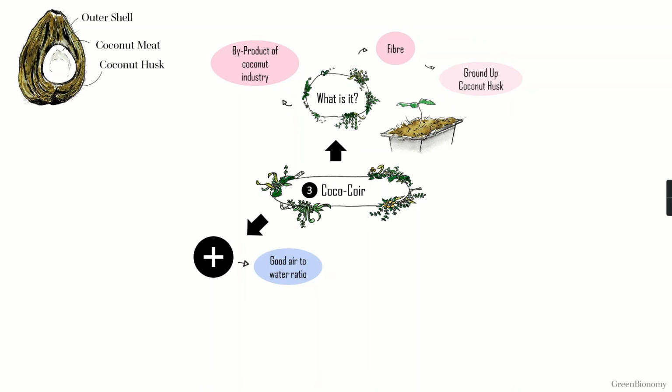Now it has different advantages. The first is the air to water ratio. That's very important because you want the roots of the plant to have oxygen and also a certain moisture level. Then it has a long lasting structure, meaning the way the fibers are arranged gives it its good air to water ratio. If you don't damage it and hit it against things, it should keep this structure for several years so you can reuse it.